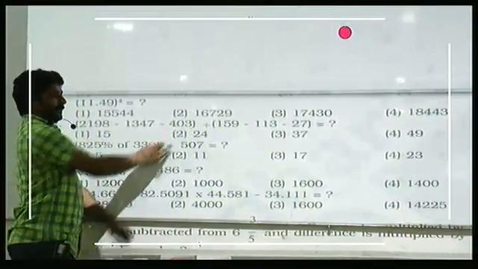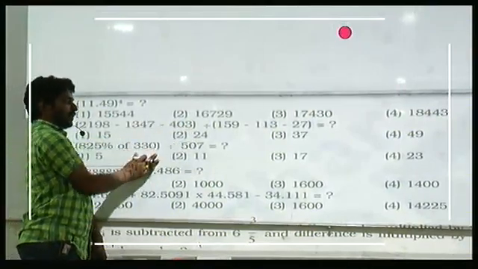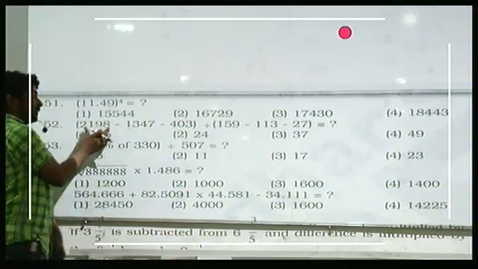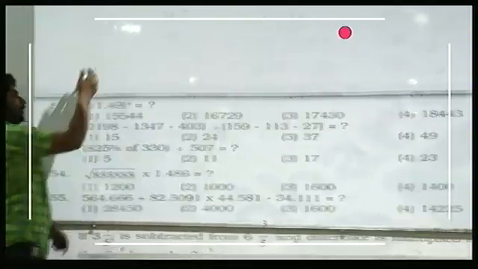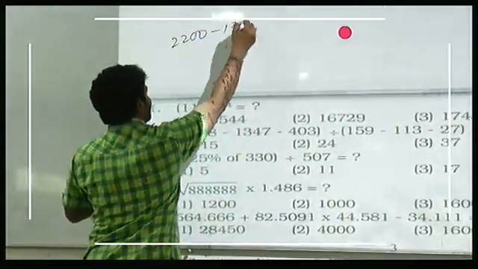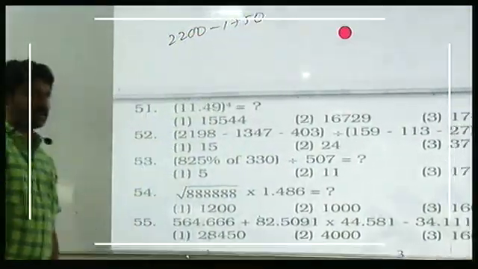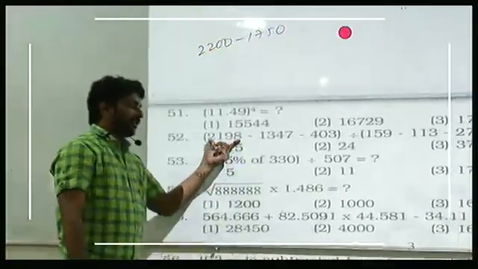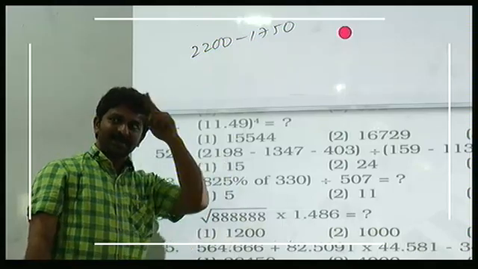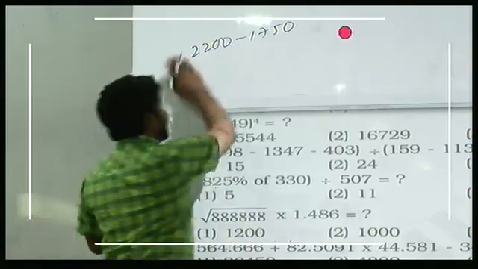First complete this bracket. 1347 plus 403 is 1750. Subtract 1750 from this number. For the time being, I'll treat this number as 2200. From this I need to subtract 1750. The answer is 450. If it is 2200, the answer would definitely be 450. But this is 2 less, so the answer is also 2 less than 450. Answer 448.